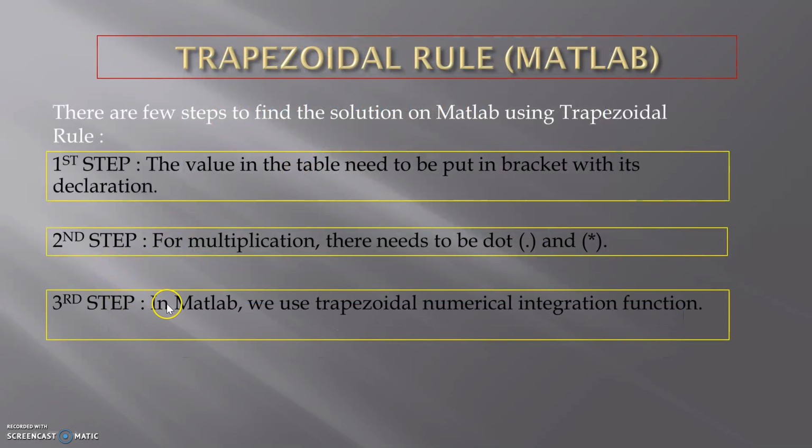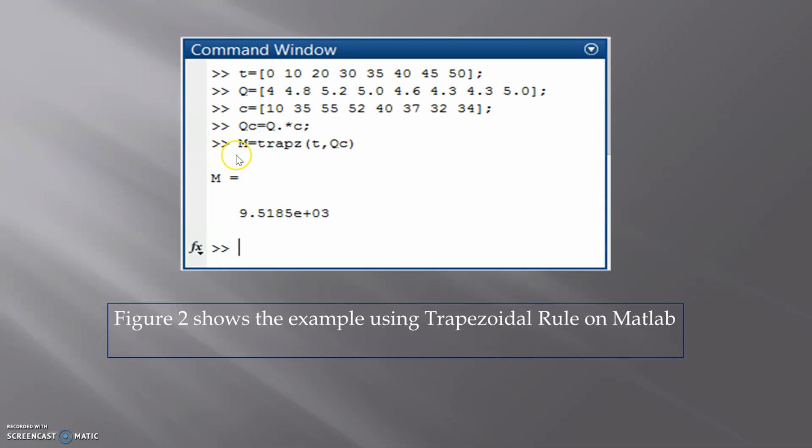Then for the third step, in MATLAB, we use the trapezoidal numerical integration function, where MATLAB is having the trapezoidal function. So we could calculate the trapezoidal rule by using the trapezoidal function in MATLAB. So the MATLAB will calculate all the data and give you the answer.